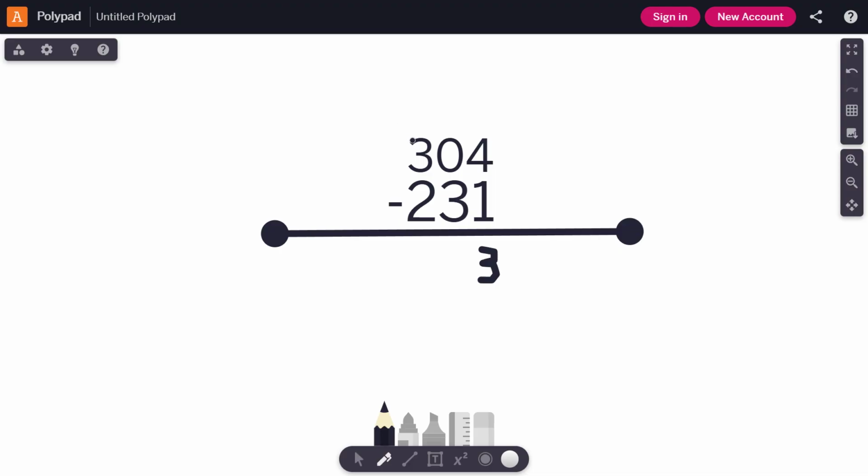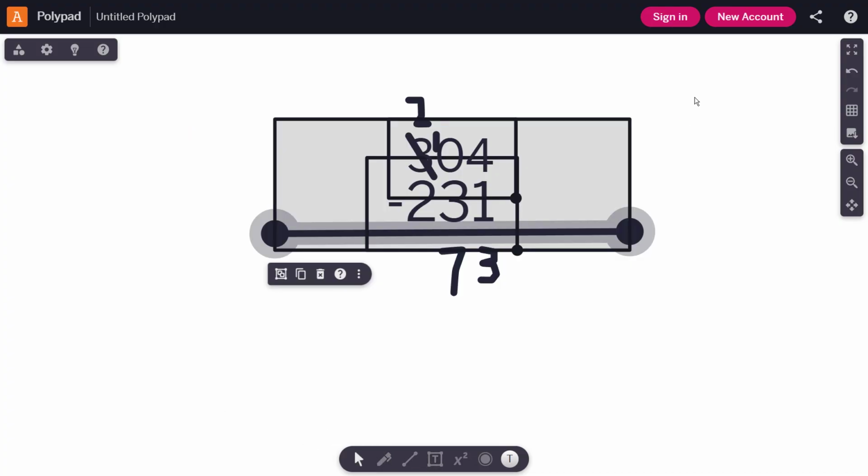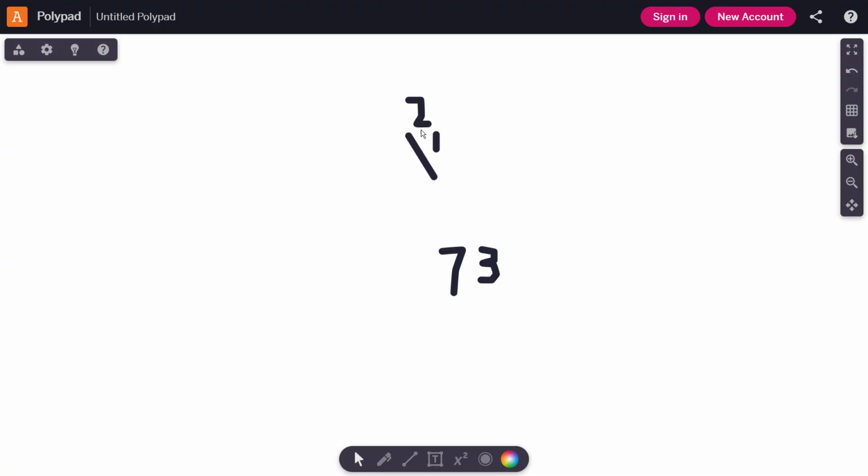So we gotta borrow. Now 3 is gone. 3 is not 3. 3 is a 2. 0 is not 0. 0 is a 10. 10 minus 3 is a 7. So we got 73. Alright, that was kind of cool.